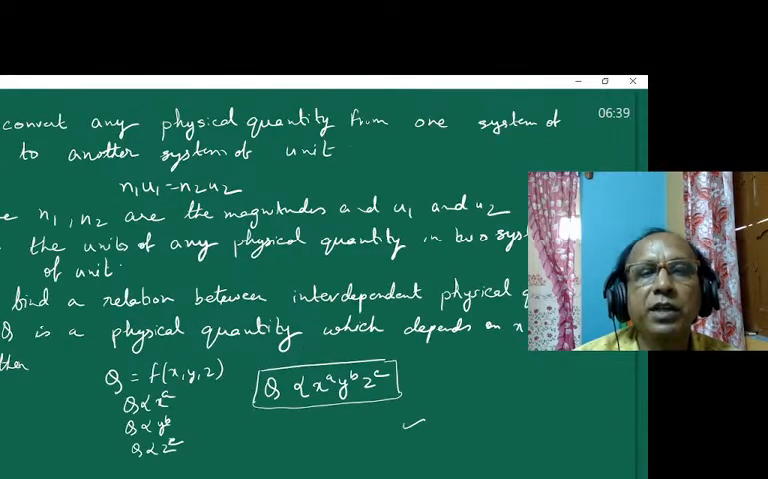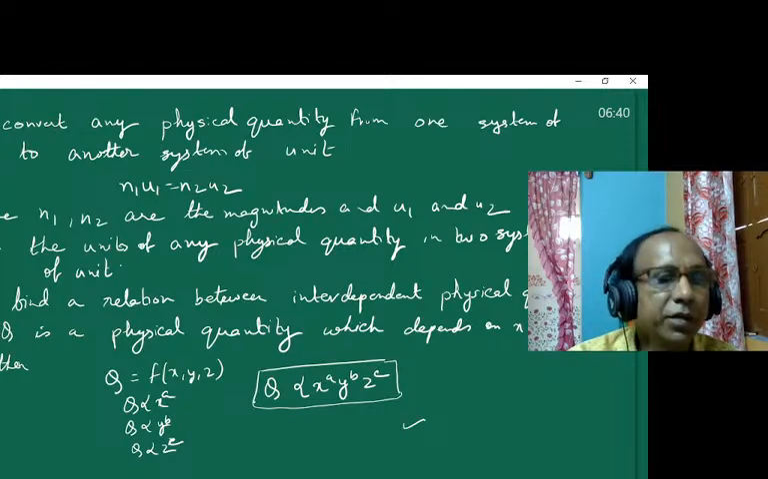Number 2, to convert any physical quantity from one system of units to another system of units. We can do that by the formula n1 u1 equal to n2 u2, where n1 and n2 are the magnitudes and u1 and u2 are the units of the physical quantity in the two systems of units.